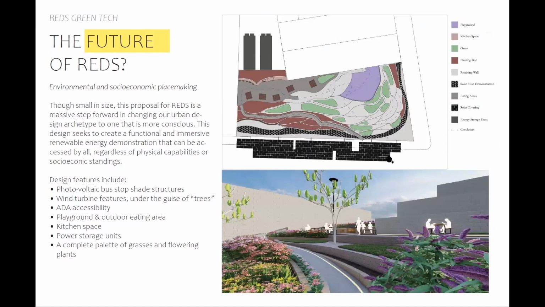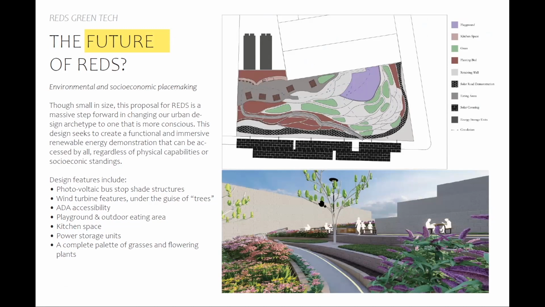This design incorporates renewable energy all throughout it, while creating spaces for the local residents of that area to use. And just looking at this legend on the right side, we can see that there's playground space, kitchen space, eating area. But then in regards to renewable energy, we have a solar road tile demonstration on this strip right here. We have the solar panels as the shade structure on the bus stop. And then we also have these wind turbine trees, which I'll get to in just a moment because they're very cool.